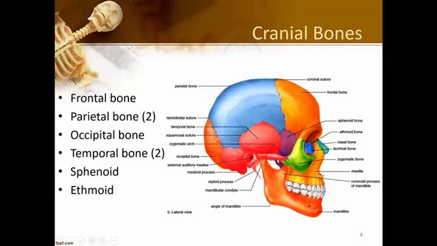The ethmoid bone, the little purple one here, helps form part of the nose and eye cavities. The sinuses: there's 2 of them in the ethmoid bone. There's 2 of them in the sphenoid bone. There's also sinuses in the frontal bone and the maxillary bones.